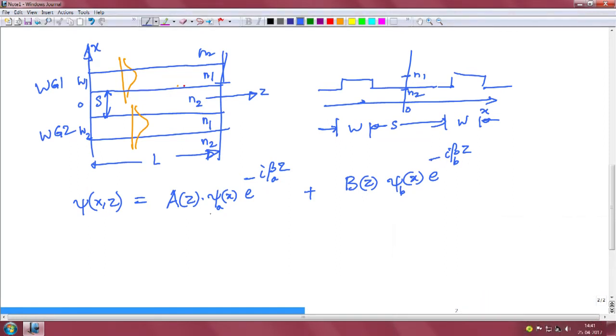Where psi a and psi b are the individual mode fields, and beta a and beta b are the corresponding propagation constants. So, the coefficients A of z and B of z are z dependent and represent the variation of the field and the exchange of power between the waveguides.